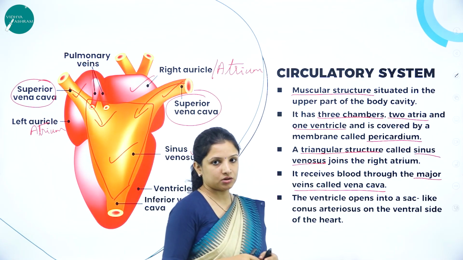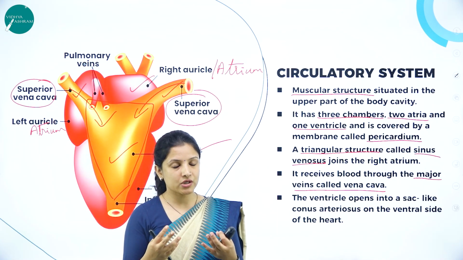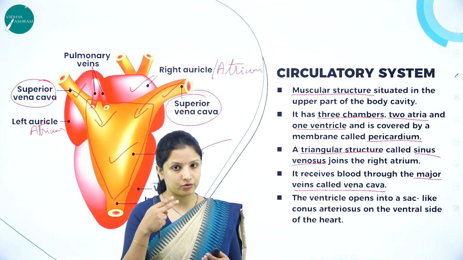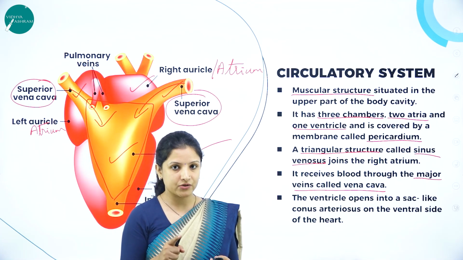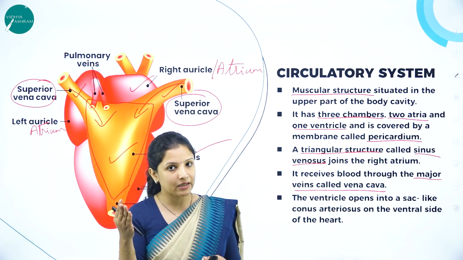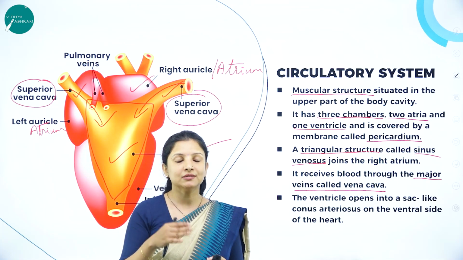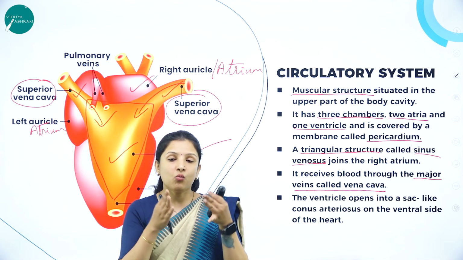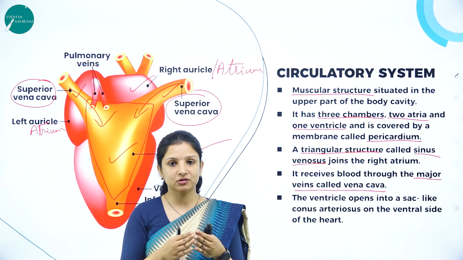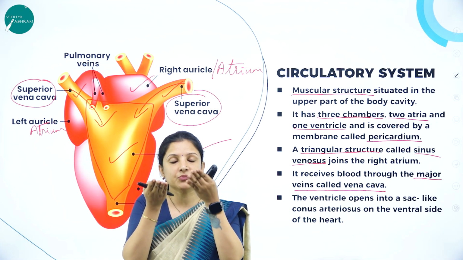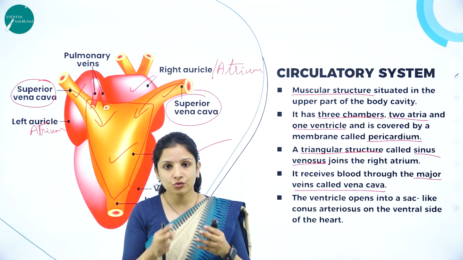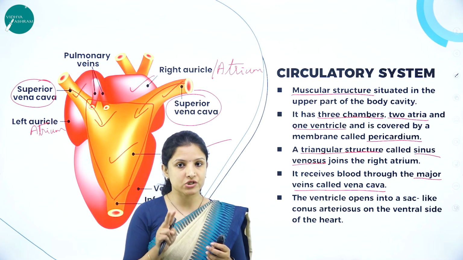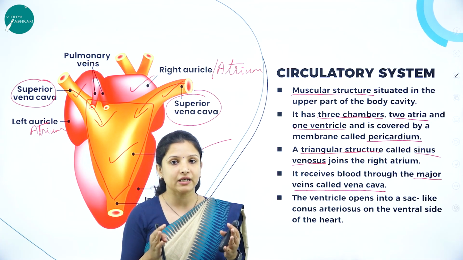And the ventricle. So we learned that the heart is made up of three chambers, two auricles or two atriums and one ventricle, right? So the right atrium connects to the sinus venosus, which is a triangular shaped structure. What is the function of the sinus venosus? It receives the blood through two major veins which are called the vena cava.